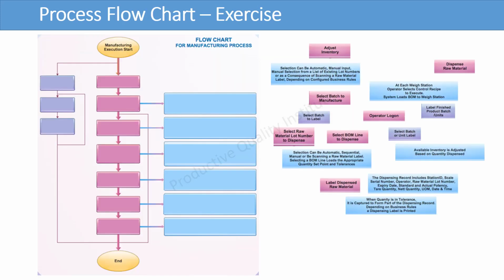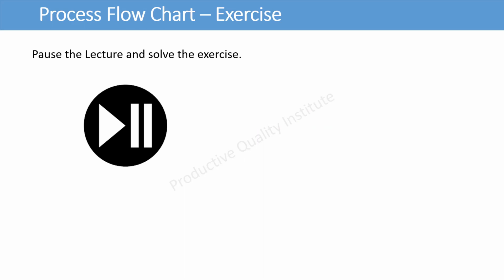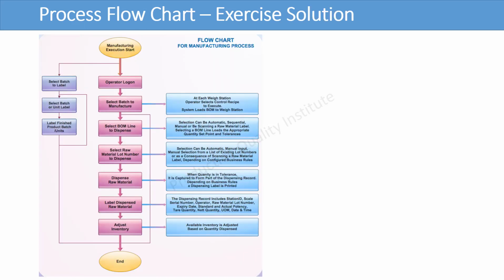Let us perform an exercise for a flow chart for manufacturing system. Please download flowchart activity.pptx from resources. Drag and drop the activities from the right side to its suitable location on the left side. Please pause the lecture and solve the exercise. Please check the solution of the exercise and compare it with your solution.